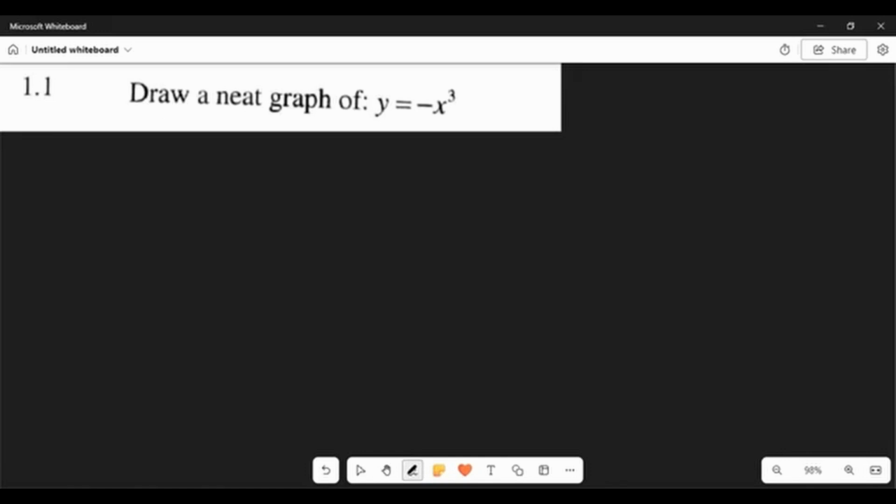Alright, so this is 1.1. On this question, they want us to draw a neat graph of y is equal to negative x to the power of 3. Just in case you didn't know, when you see the power of 3, this means that this is a cubic graph. Now, a cubic graph tends to have an x-intercept, sometimes it doesn't intercept at all.